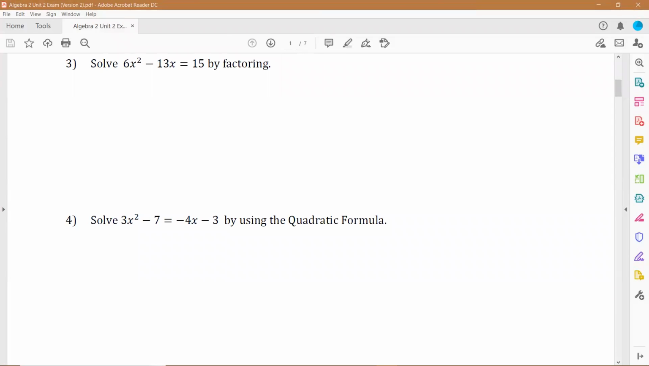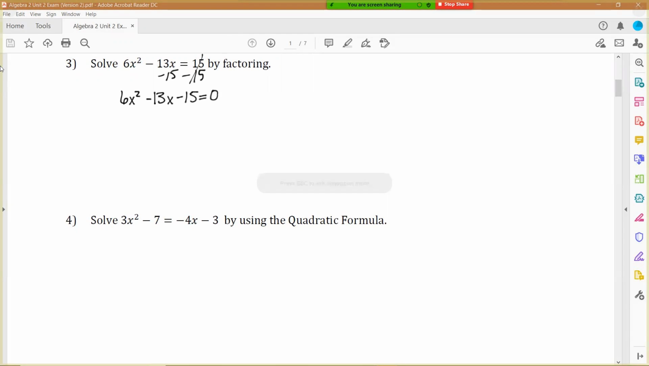Moving to question number 3. When I look at question 3 again, we want 0 on one side, so we've got to move this 15. So we have 6x squared minus 13x minus 15 equals 0. Then I'm checking for a greatest common factor. Again, there is not one, so we're going to use our asterisk.